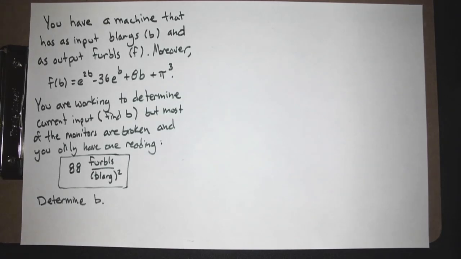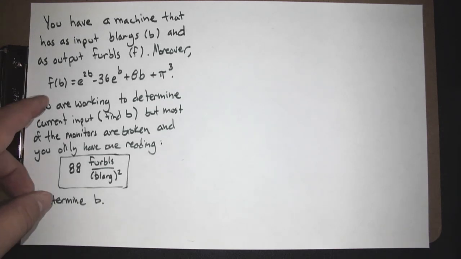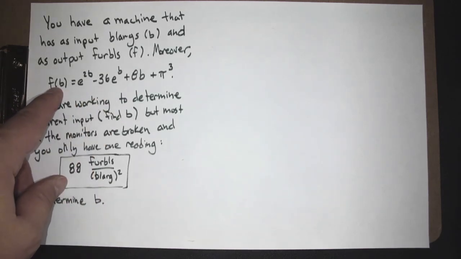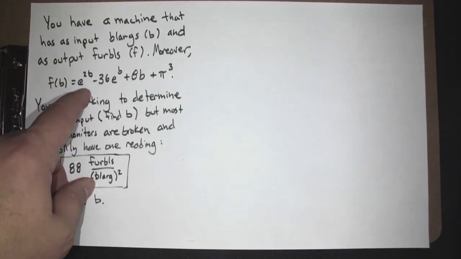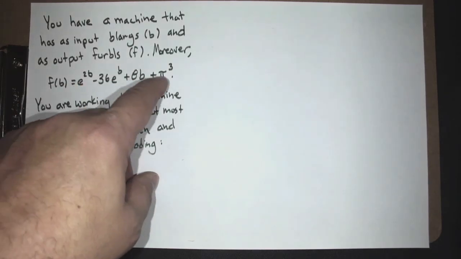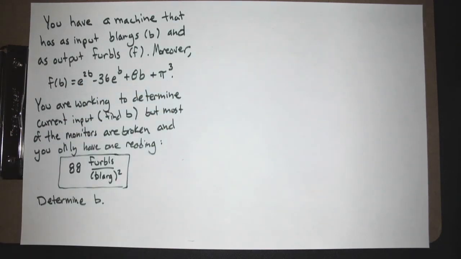So you have a machine that has as input blargs, which are b, and as output furbles, f. Moreover, the number of furbles that you make, given a particular number of blargs that you put into the machine, is e to the 2b minus 36 e to the b plus 8 times b plus pi cubed. Now, you're working to determine the current input. In other words, finding the number of blargs b.